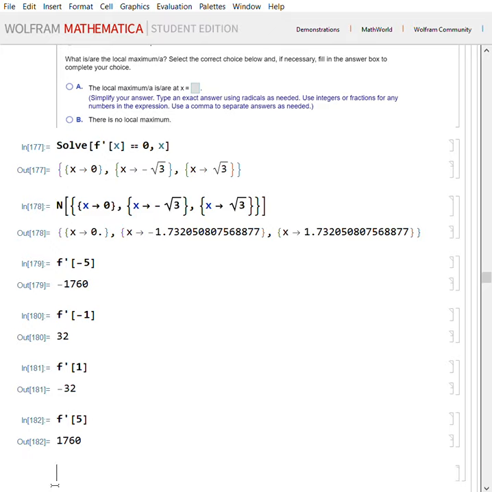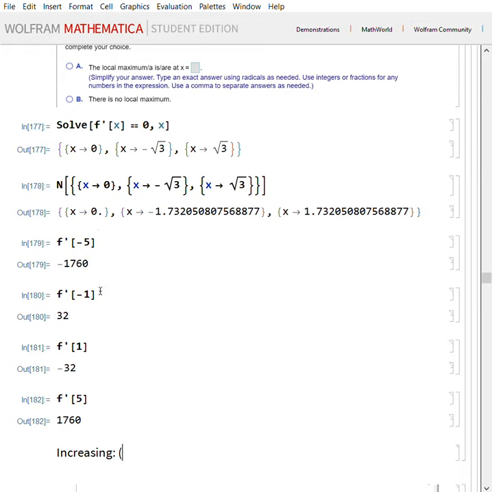So you go and say it's increasing on the interval. Since before negative square root of 3, negative 1.7 if you're looking at the numerical value, the point before that, which is negative 5, came back with a negative answer, it's decreasing there. And then since between negative square root of 3 and 0 it's a positive number, it's increasing there. And then above positive square root of 3 to infinity, f prime of 5 is positive. So that's where it's increasing, here and here.